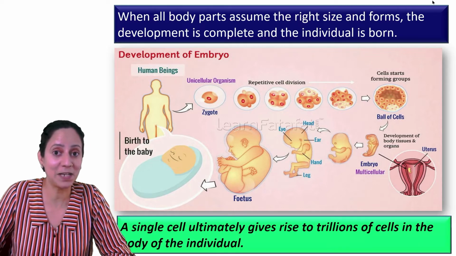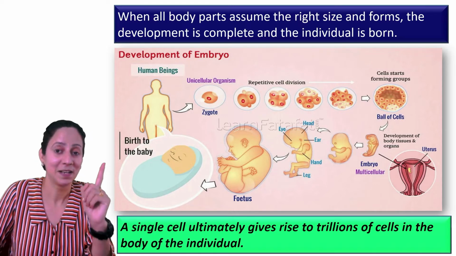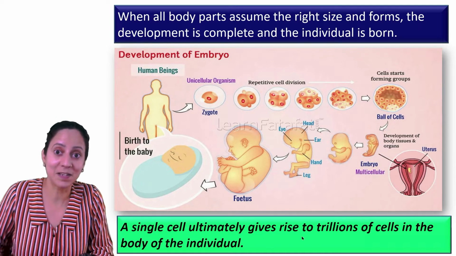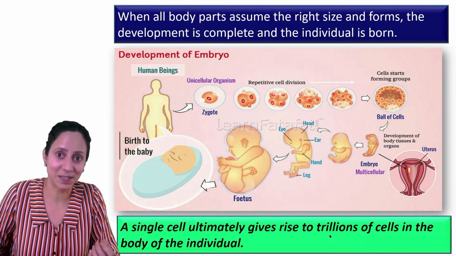Now you can very well imagine that once upon a time we started our life as a single cell, as a zygote, and when we came into this world, we were about trillions of cells. So this is how embryo development takes place in the case of human beings.